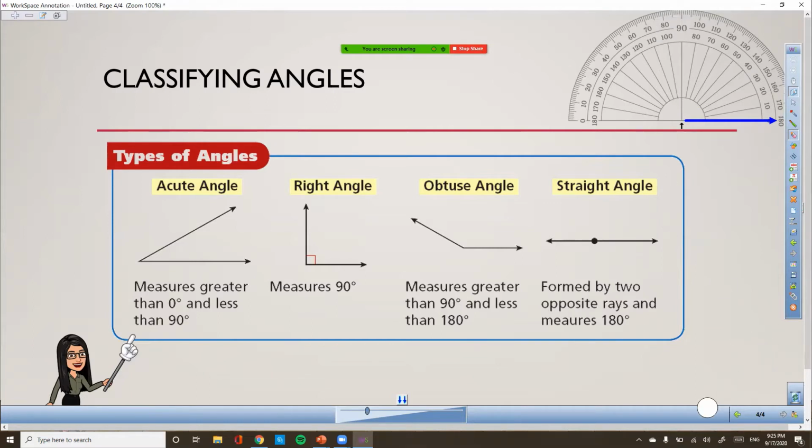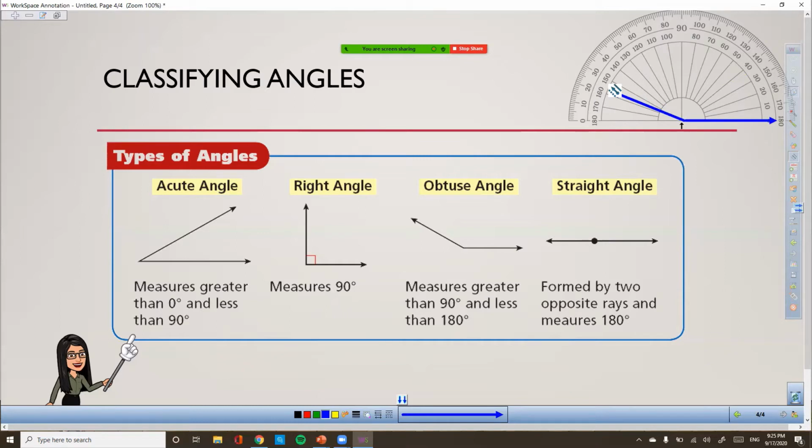All right, then what about an obtuse angle? An obtuse angle measures greater than 90 degrees, but less than 180. So in order for it to be called an obtuse angle, it has to be more than 90 degrees, but less than 180. An obtuse angle will fall somewhere in here. That's how we know it's an obtuse angle, because it has to be more than 90 degrees, but less than 180.